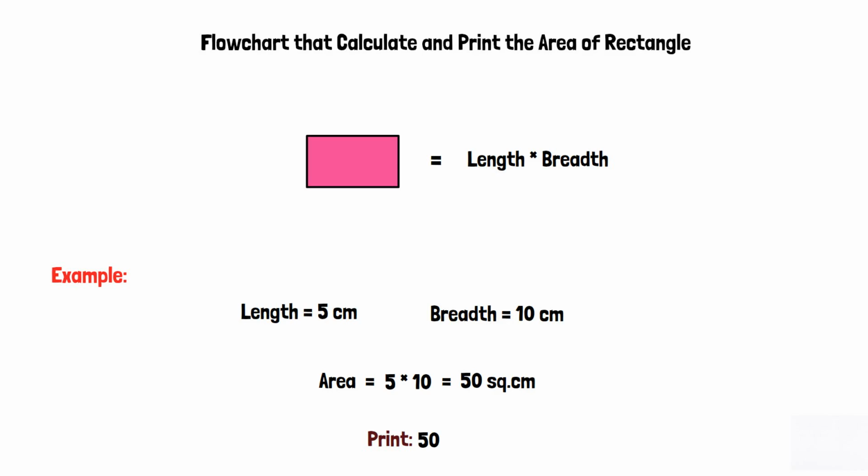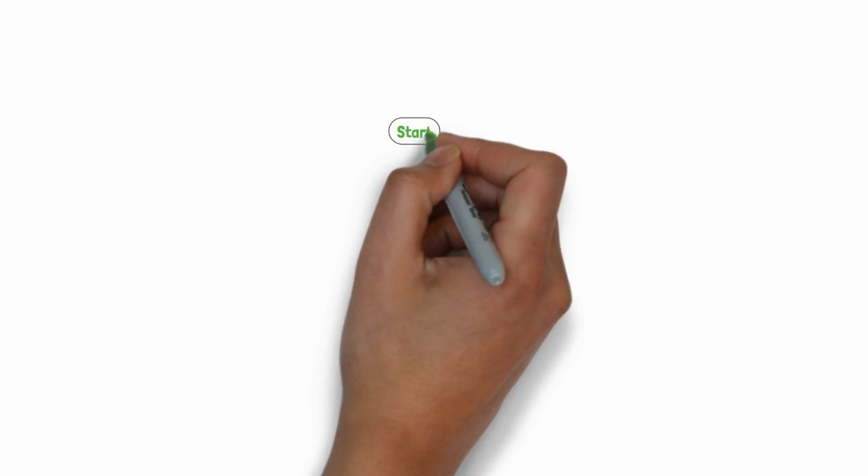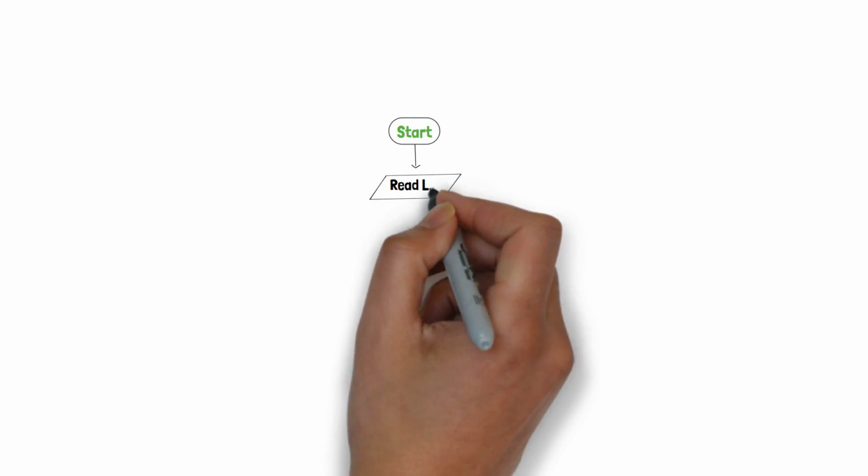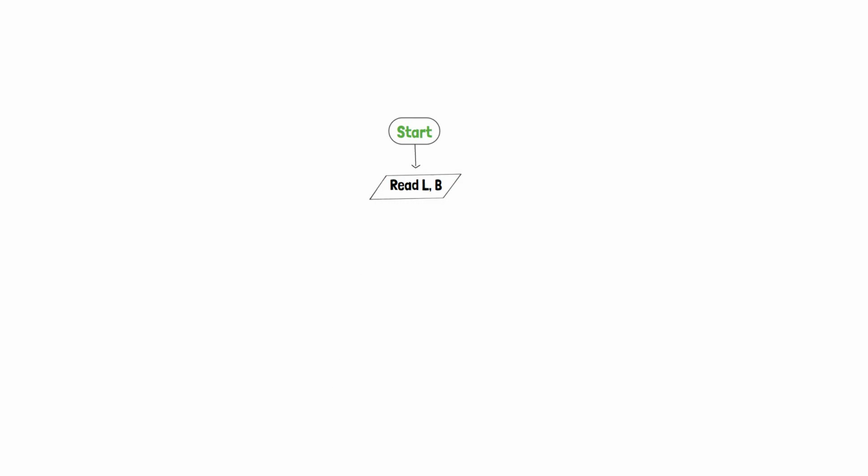Now let's begin to construct a flowchart. At first, let's create a starting terminator to indicate the beginning of the program. Now, we'll add an input component to accept two integers from the user and store them in variables L and B, where L represents the length of the rectangle and B represents the breadth.